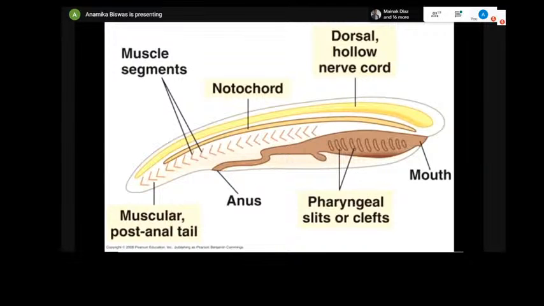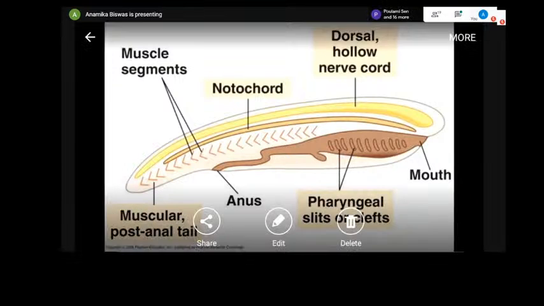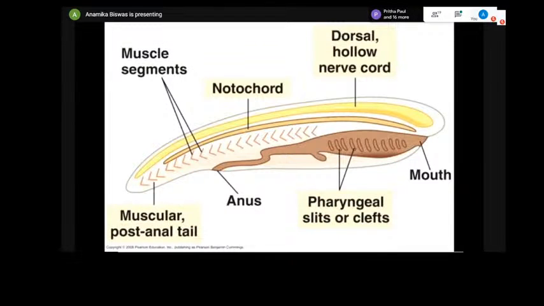In case of mammals, the anterior part of the nerve cord forms the brain, and the posterior part forms the spinal cord. The main function of this nerve cord is to coordinate all the functions of the body. You already know that the brain controls the function of all parts of the body. So it is the main part of the body.